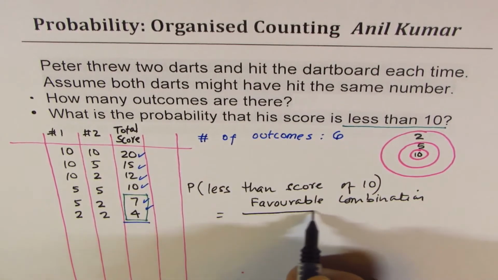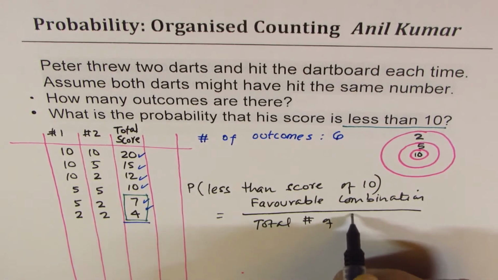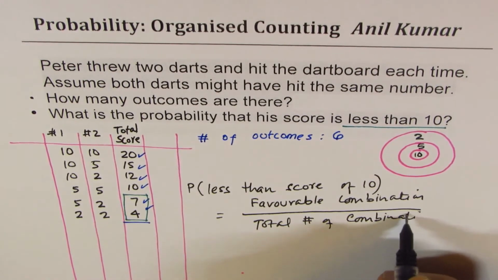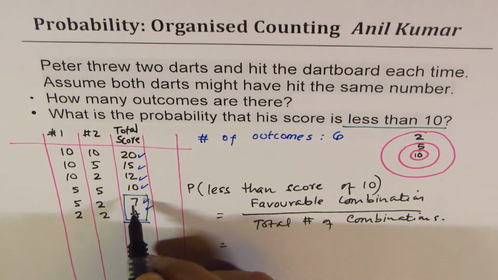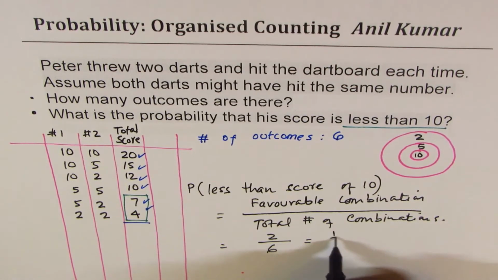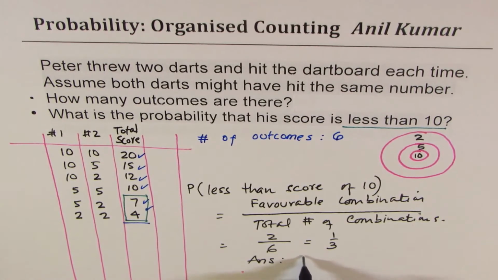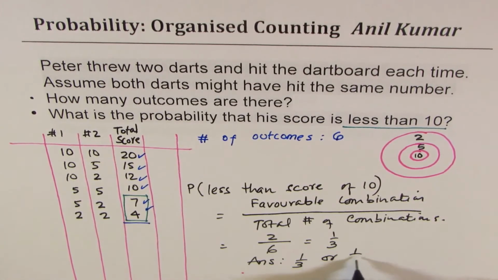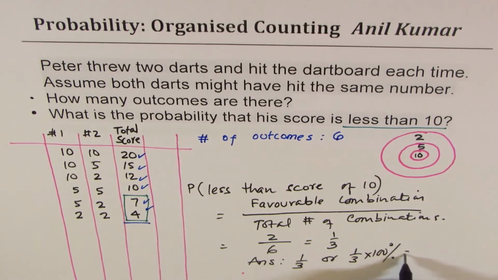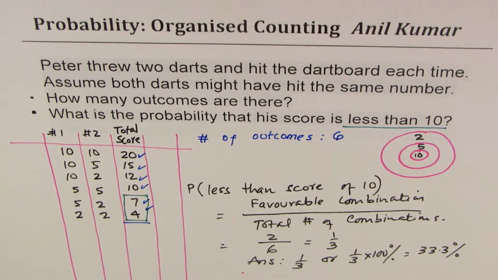We have 2, right? But it's the ratio of favorable combinations to total number of combinations. Is that okay? Favorable combinations are 2, and total here is 6. And therefore, probability is 1 out of 3 or 33.3%, right? So the answer is 1 out of 3, or 1 out of 3 times 100%, which is 33.3%. Does that make sense to you? So that is how such questions can be asked.